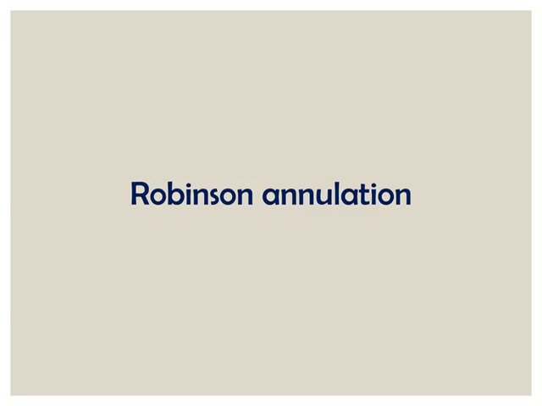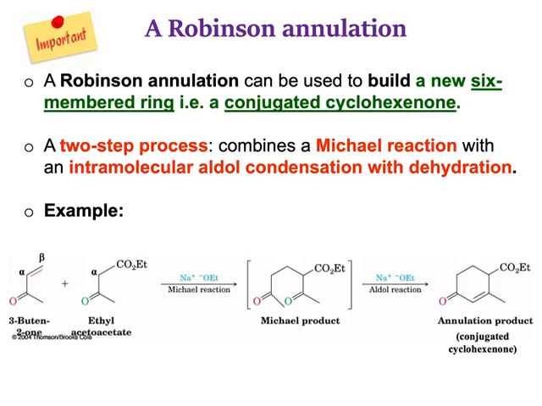So next is Robinson annulation. Okay, Robinson annulation can be used to build a new 6-membered ring or conjugated cyclohexanone. It is a two-step process: combine the Michael reaction with the intramolecular aldol condensation with dehydration. Okay, here, alpha beta, this one is ester, this one is alkene. Okay, Michael reaction, so you get this Michael product.